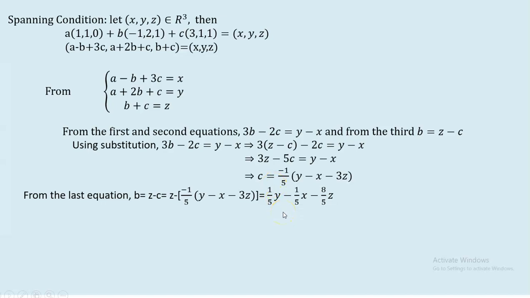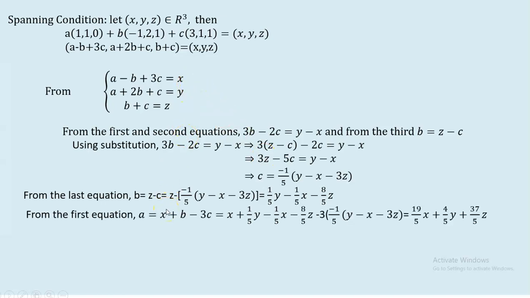Can we determine a? Yes, you can substitute in one of the first two equations. So from the first equation, a is x plus b minus 3c. Just move minus b to the right, 3c to the left. You do have x plus b minus 3c. So x is taken as it is, but we knew what b is. You can copy this one and paste here. And minus 3c is taken, and we knew what c is, already obtained there. As we operate this, we will finally come across this kind of expression. So now students, a is obtained, b is obtained, c is obtained.